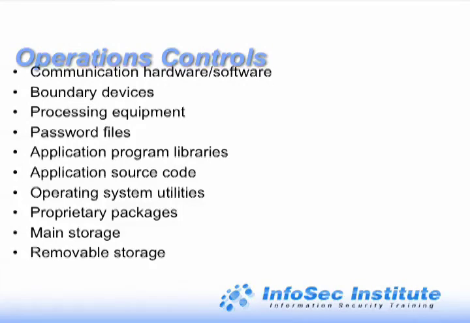Processing equipment, password files, application program libraries, application source code, operating system utilities, proprietary packages, main storage, movable storage, and sensitive critical data. A lot of times, for example with application and program libraries, they may not get vetted after a while, and that's a huge problem, because a lot of applications will use these universally, or they share these libraries within the applications. And same thing with application source code.